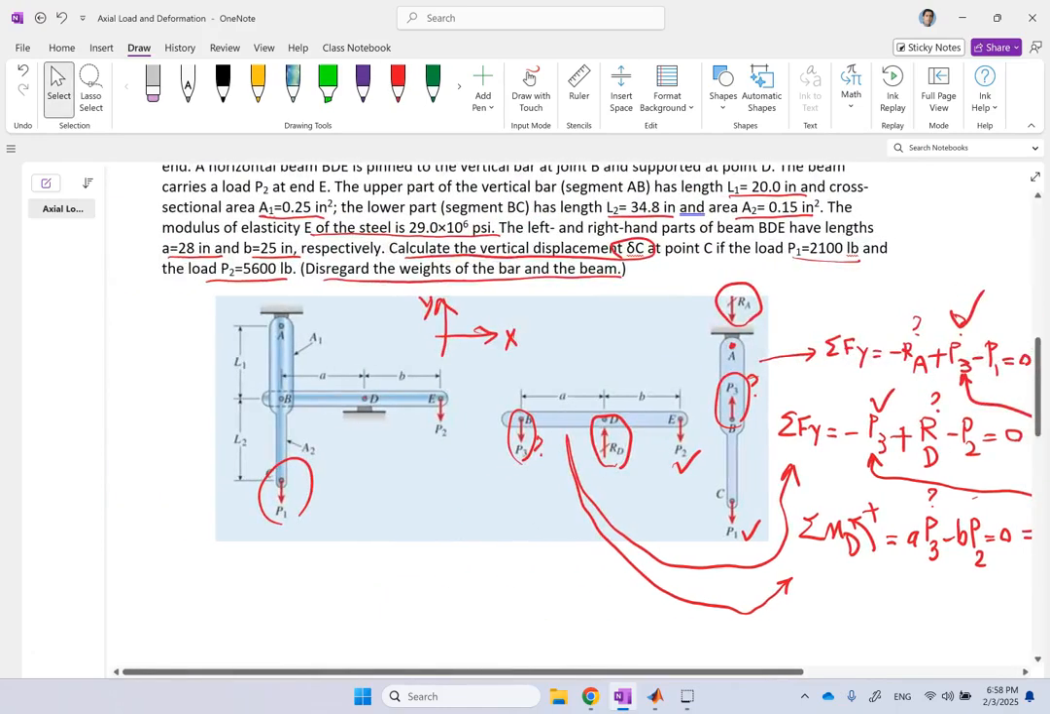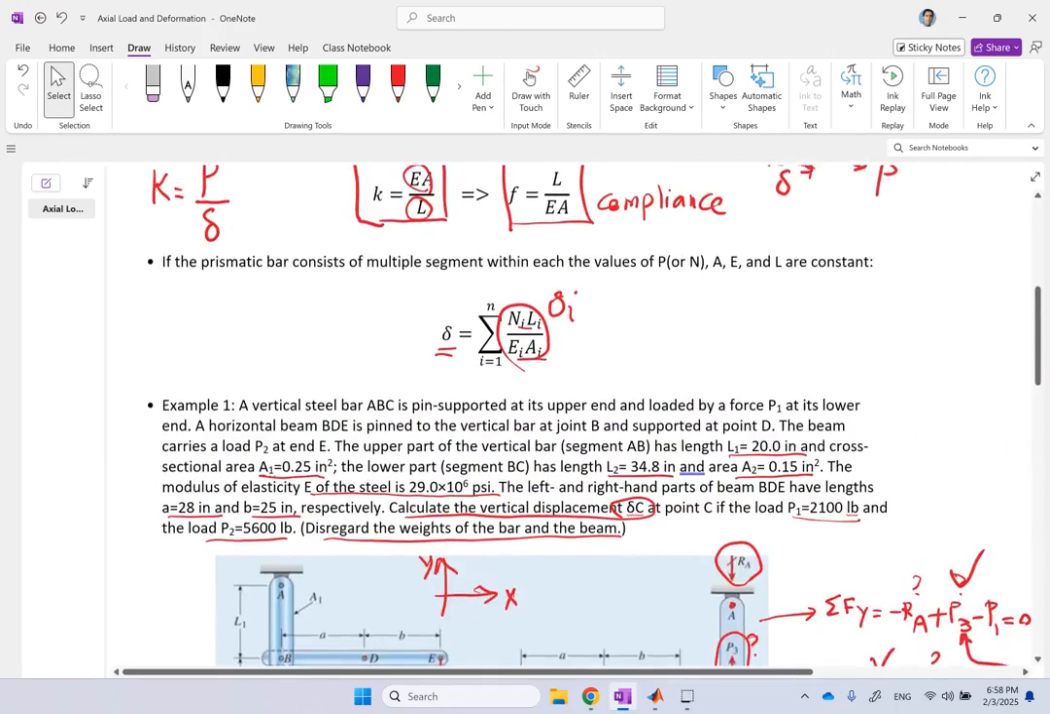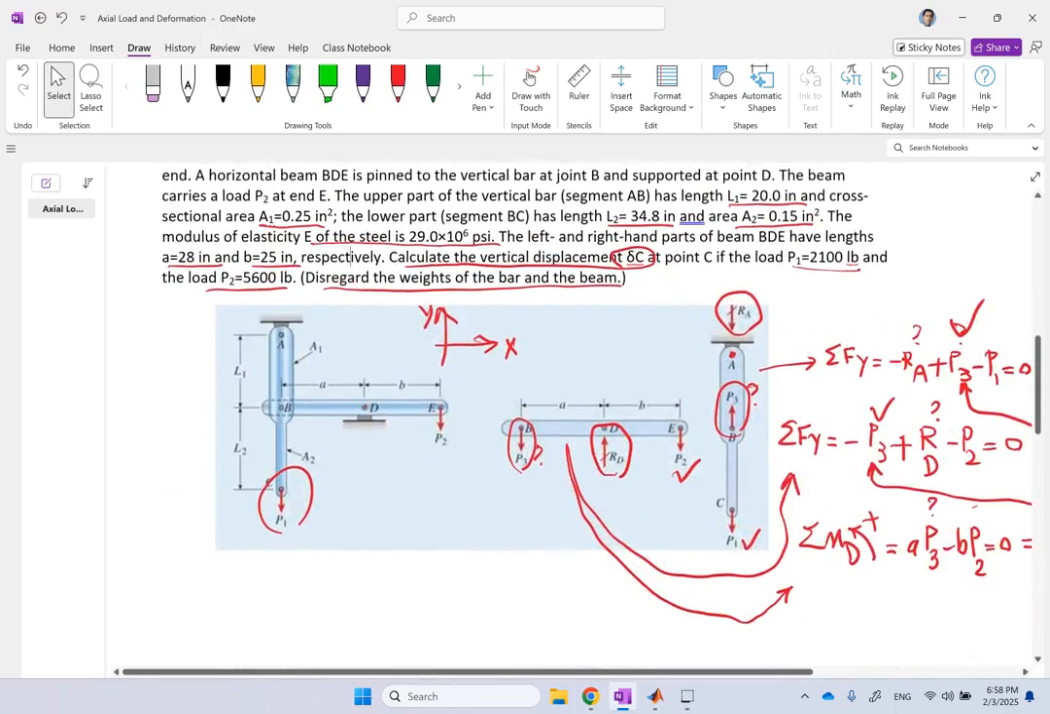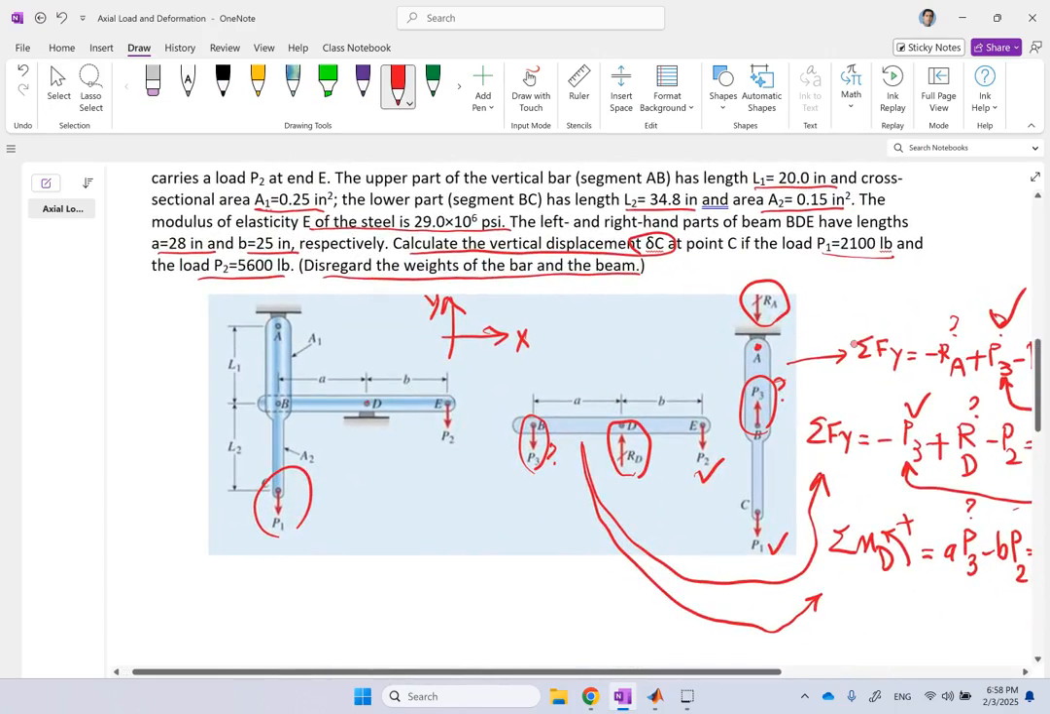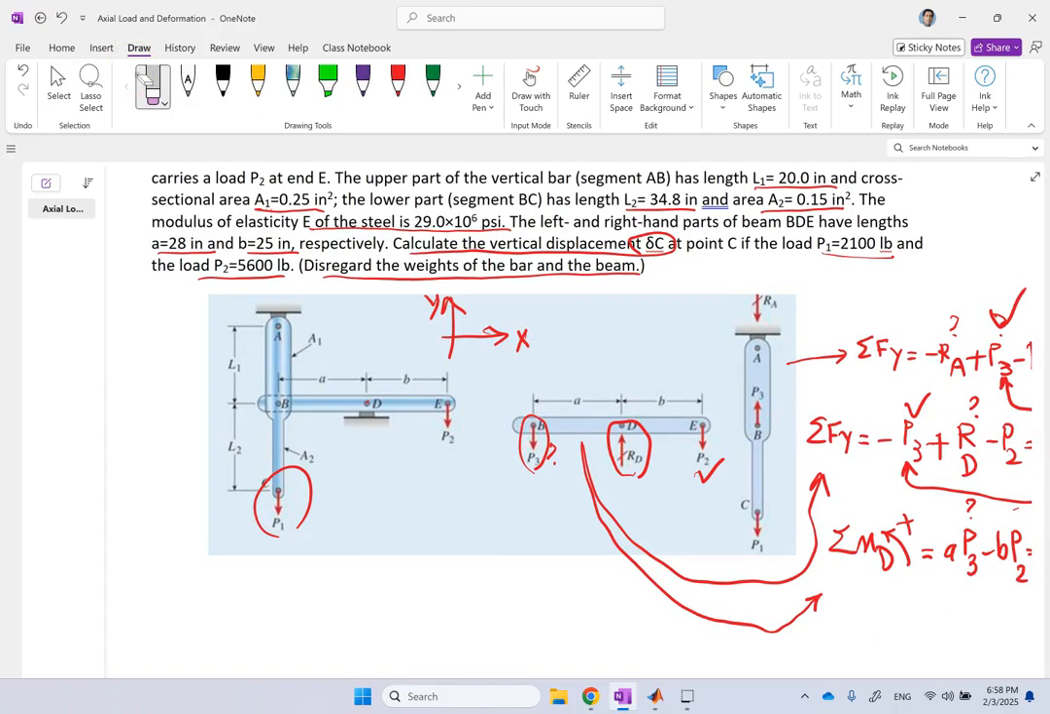So now that I found my unknown reactions, it is time to look into the formula that we just learned, this one. And for that, we are going to look at this member ABC. Now, if I look at member ABC, there are two sections to it. One section is this, the other section is this. What's the difference between them? Their cross sections are different. The other one is the internal force in them is different. And of course, each one has a different length too, but between them, force and cross section is different.